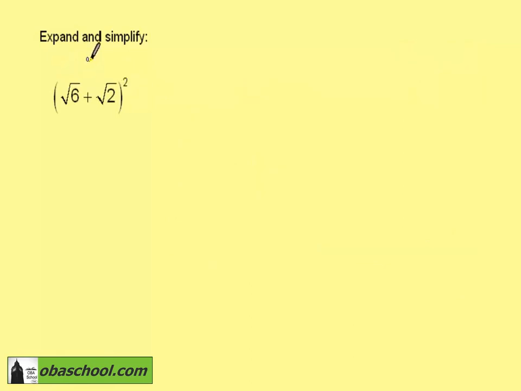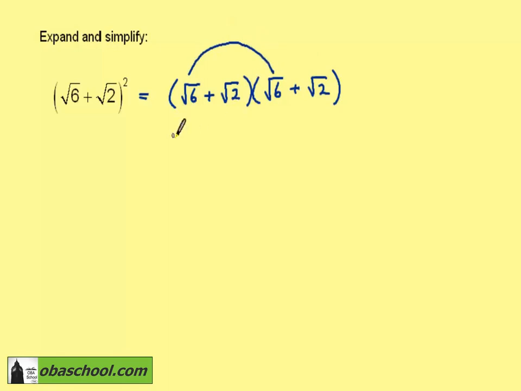We now want to expand and simplify root 6 plus root 2 all squared. We can write this out as root 6 plus root 2 times root 6 plus root 2. We can expand this using any method we like. I'm going to use the smiley face.